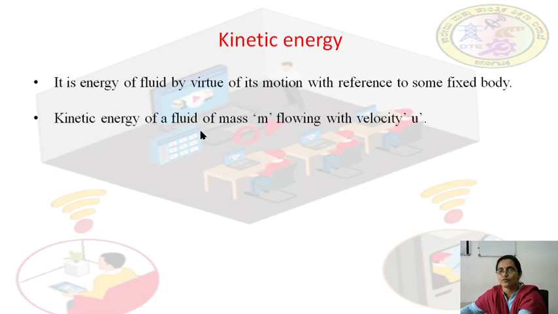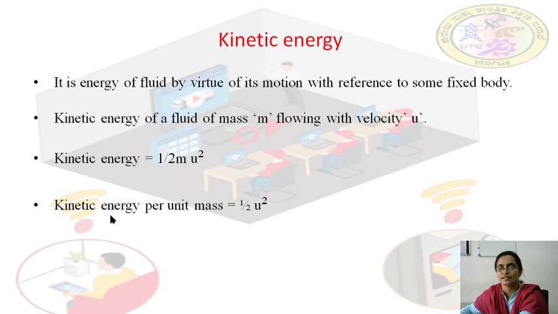Kinetic energy of fluid of mass m. We can consider a fluid of mass m flowing with velocity u. Then kinetic energy is equal to half m u squared, where m is the mass and u is the velocity.